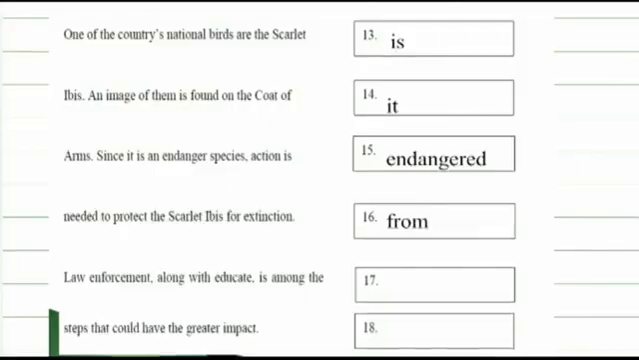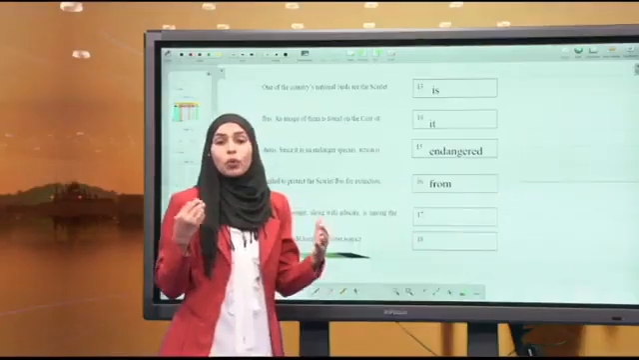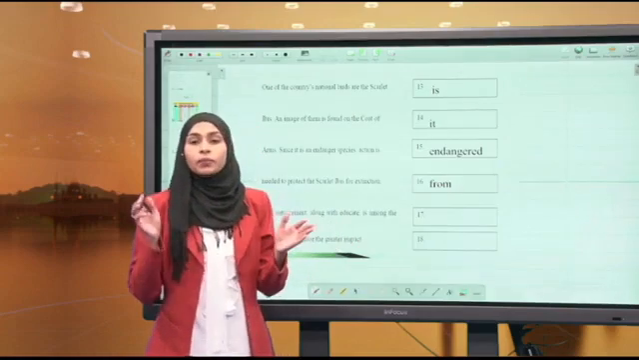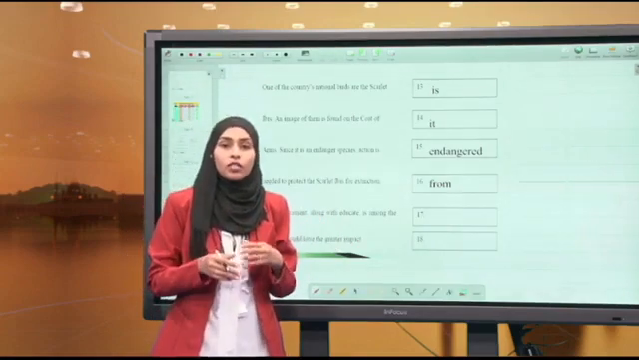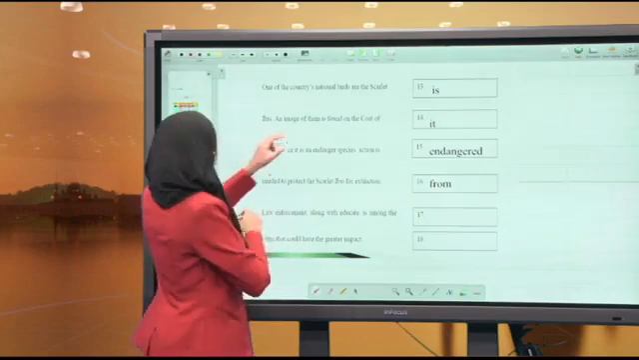Line 4, "needed to protect the scarlet ibis for extinction". That's our error. It should actually be "needed to protect the scarlet ibis from extinction". If we say "for extinction", then that is saying that we want the scarlet ibis to go extinct. But we do not want that. That is our national bird, or one of our national birds actually. So when we think of extinction, the word itself, that is not something we want happening with animals, right? We don't want our animals to continuously go into extinction. So this is something that we want to prevent. And so we wouldn't say "for extinction", but we say "from extinction". Stop it from happening.